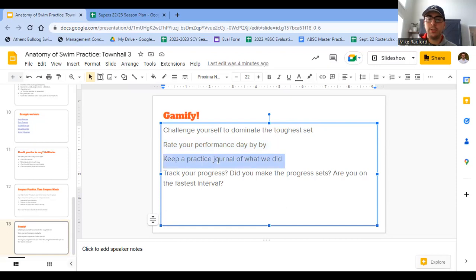Keep a journal of what you did in practice and track your progress. Did you make the progress sets? Are you on the fastest interval? Are you having success? At what points do you start to get tired and fail? When can you bring a water bottle or a bigger water bottle or a Gatorade to help you be more effective? All different ways to try to strategize and gamify the practice a little bit. Treat it like a video game and you're trying to level up.